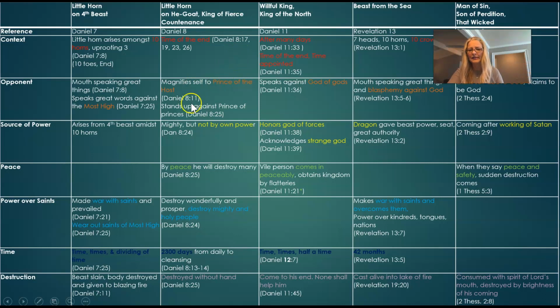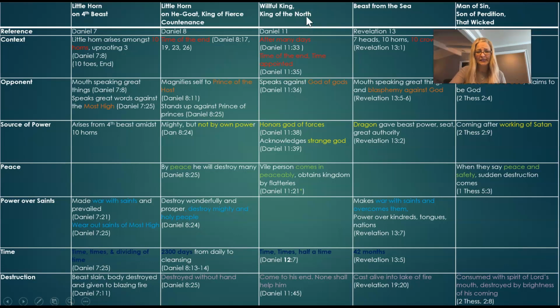magnifies himself to the prince of the host. And remember, we really examined that phrase, prince of the host, how it points to Jesus, how it points to the angel of the Lord, the commander of the Lord's host that Joshua sees before he enters the Holy Land. The prince of the host is Jesus himself. Also in Daniel 8:25, the little horn stands up against the prince of princes.